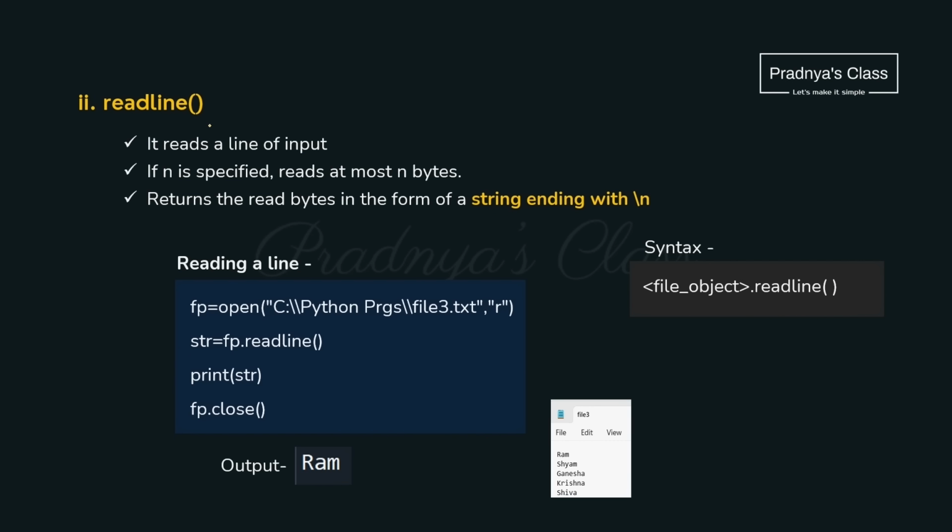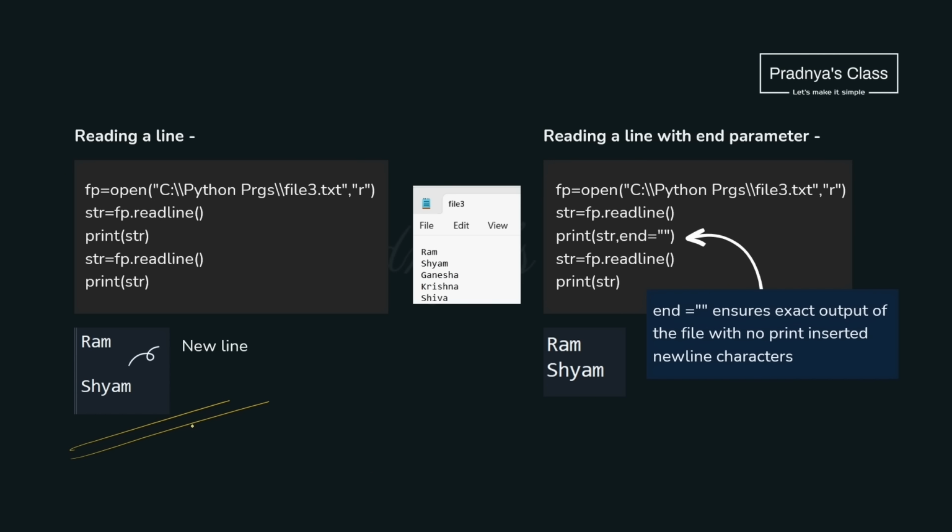Here is the next function to read data, that is readline. It will read one line from the file. Look at the syntax. It doesn't take any parameter. When the readline function reads a whole line, it will end it with \n. \n is nothing but a newline character. That's why we are getting one empty line after reading each line. So this problem we need to rectify. For that we will be using the end parameter and we will suppress that \n. So here is the empty string. We are not giving any space in between.